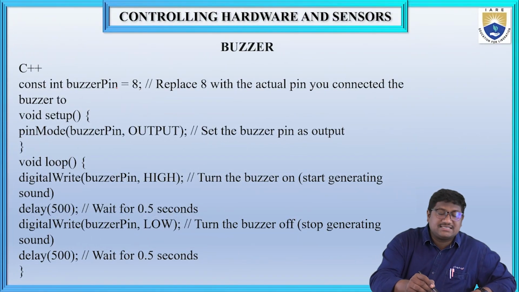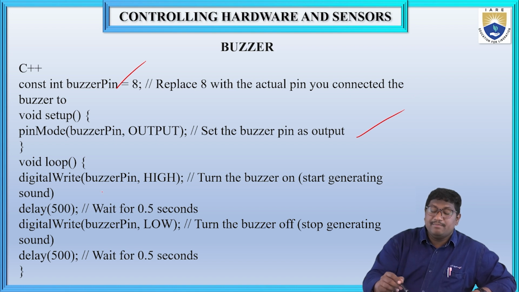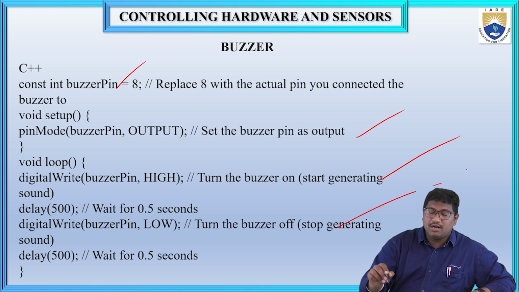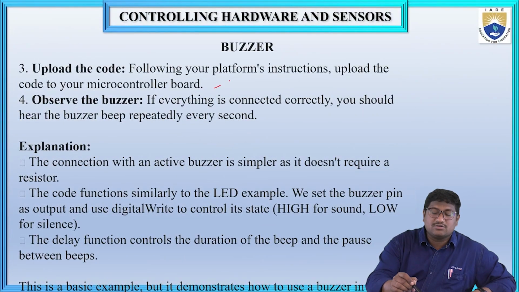See here: constant int buzzerPin = 8, which is the buzzer. In void setup, pinMode buzzerPin OUTPUT sets the buzzer pin as output. Then in the loop, buzzerPin HIGH starts generating sound. After a delay of 500, which is 0.5 seconds, buzzerPin LOW stops generating sound, and a delay is written every half second. Now upload this code into the microcontroller, which is Arduino, and observe the buzzer.